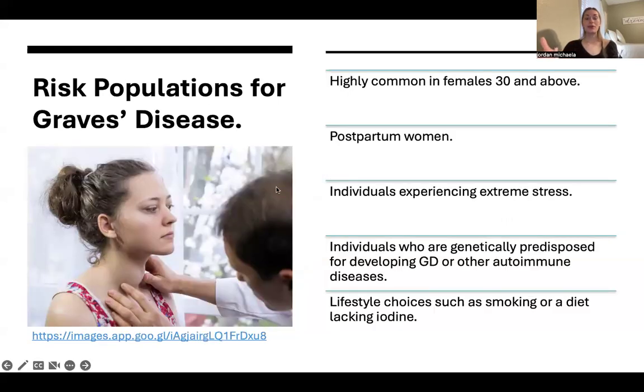So the risk population for Graves' disease: it's very, very common mainly in women, but men do get it too. Postpartum women are at risk for developing Graves' disease because of the extreme emotions and high stress levels they are facing, which is also another contributor to Graves' disease. Individuals who are genetically predisposed to developing Graves' disease or any other autoimmune disorder are highly likely to develop it if it runs in the family, and also lifestyle choices such as smoking or a diet lacking iodine, because our thyroid gland needs high iodine to function properly.